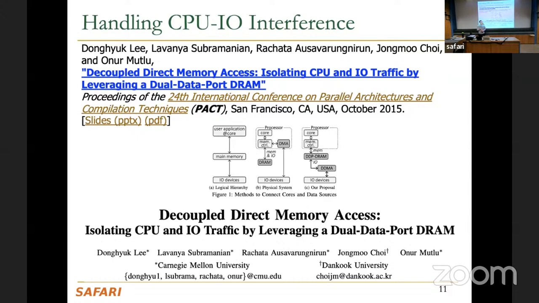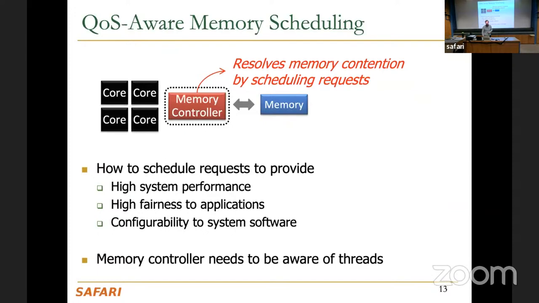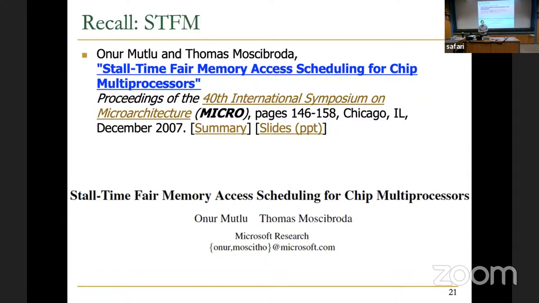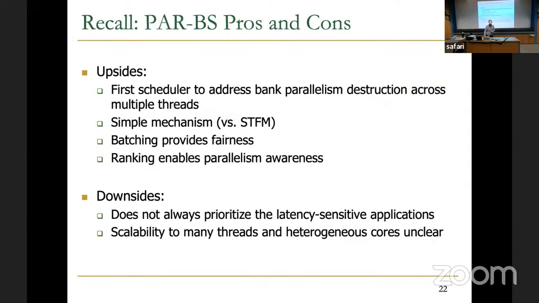Okay, as I mentioned, we've been talking about memory controllers. And we've talked about two ideas over here. But this is a summary of some of the things that we will talk about and some of the things we will not talk about. Recall that we were talking about stall time fair memory scheduling. This defines fairness as stall time fairness, and tries to equalize the memory slowdowns of different threads that are of equal priority. And then we talked about PARBS, parallelism-aware batch scheduling.